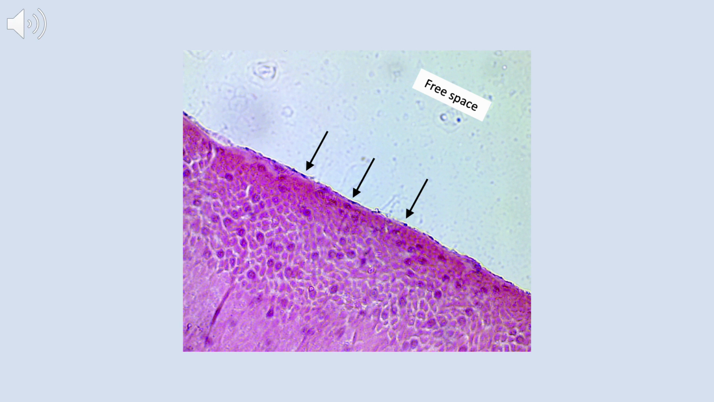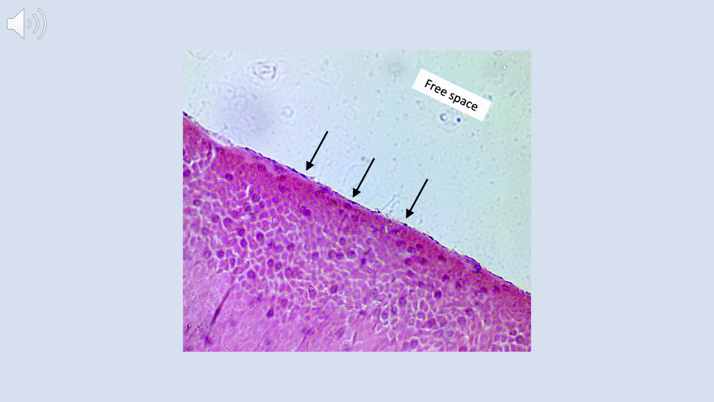Hopefully you were able to pick out the lumen or the free surface on this already on your own. And then you can see the arrows there are indicating a thin layer of cells. Now, when we look at this, the cells are so thin that it's really hard to even see them, which is a really obvious indication that we're looking at simple squamous epithelium.